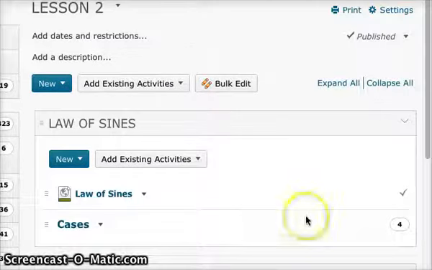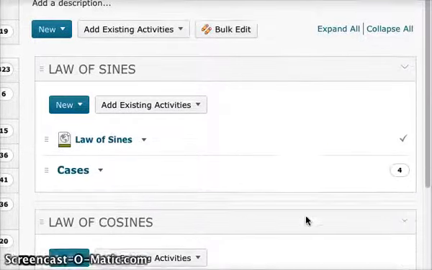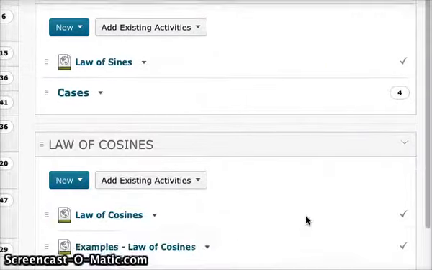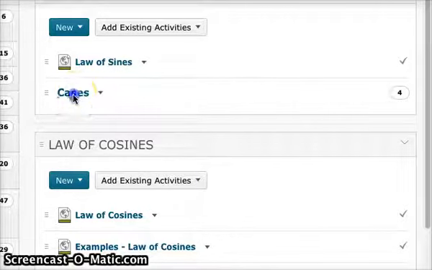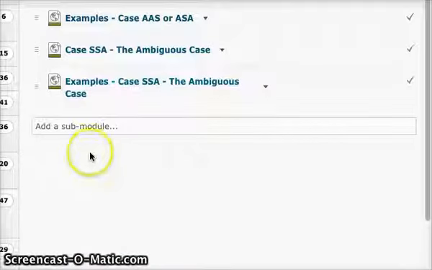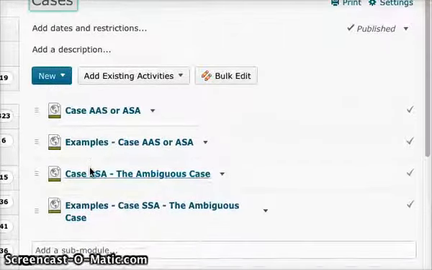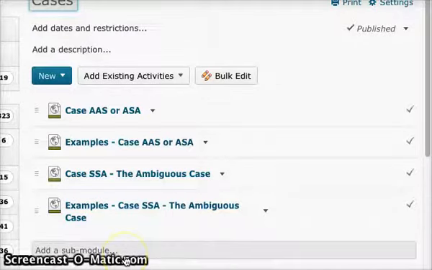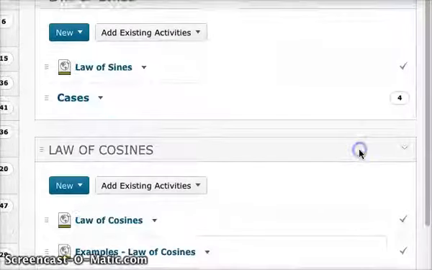Lesson number 2. Here's where we're introducing the idea of the law of sines. There's several cases of the law of sines. You could memorize these little phrases or acronyms, or you could just understand the problem. I'm putting some videos in there that will help you on that. Moving right along here.